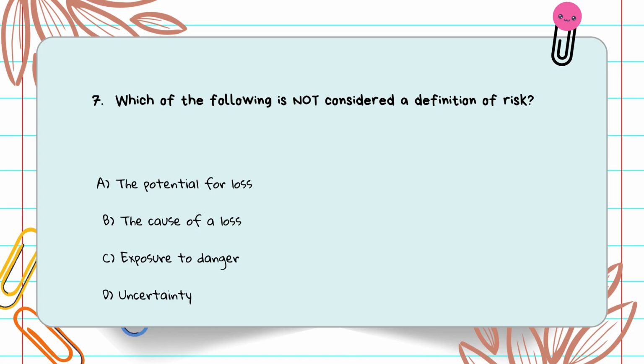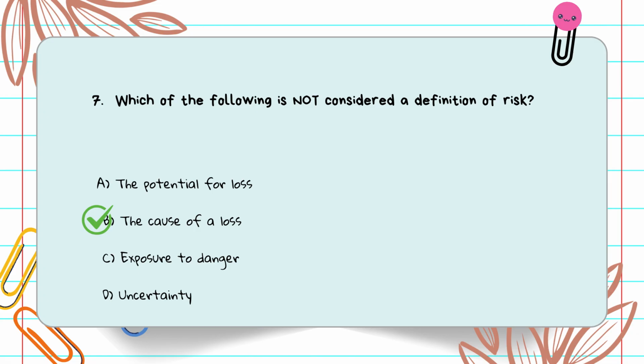Question number 7. Which of the following is not considered a definition of risk? A, the potential for loss. B, the cause of a loss. C, exposure to danger. D, uncertainty. Risk is the possibility of something happening, not the cause. The cause would be something like a fire or accident. The answer is B, the cause of a loss.